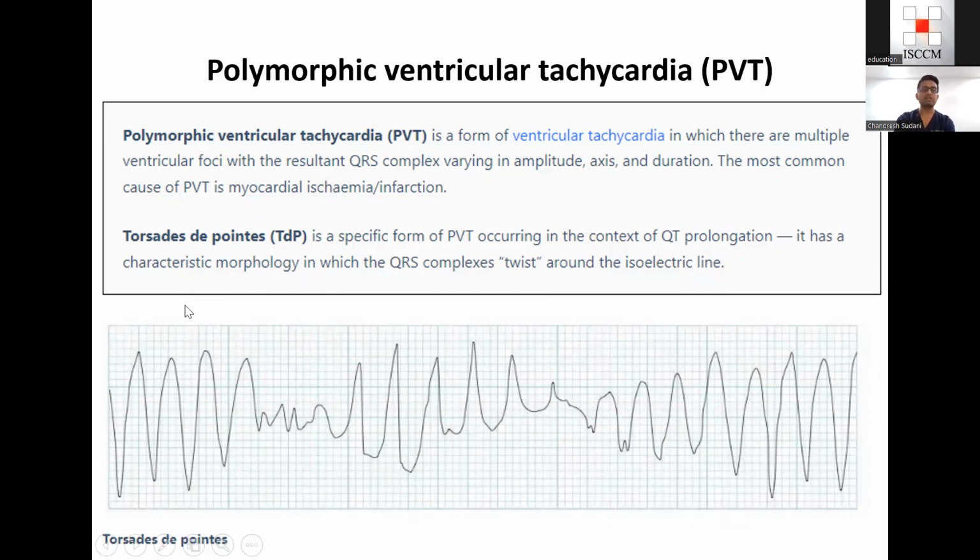And one of the entities which we call torsades de pointes is a special form of polymorphic VT which can occur because of QT prolongation, and it has a characteristic morphology in which the QRS complexes twist around one isoelectrical line, going up and down across the baseline. So this is the ECG where I can label it as a polymorphic VT, or precisely I can tell that this ECG is torsades de pointes. And what is the management of torsades de pointes? It's magnesium sulfate.